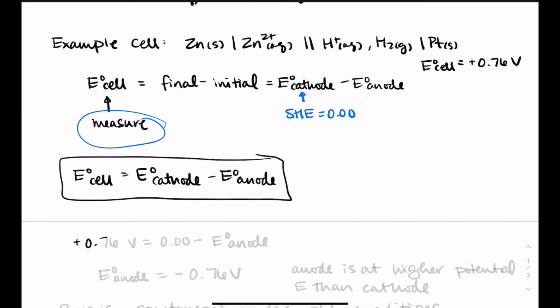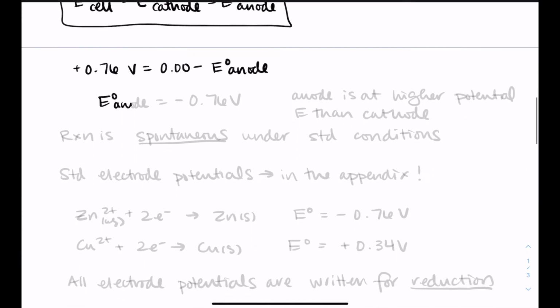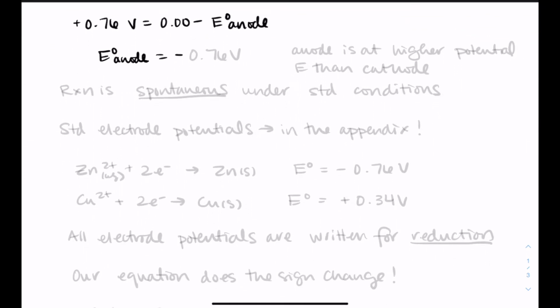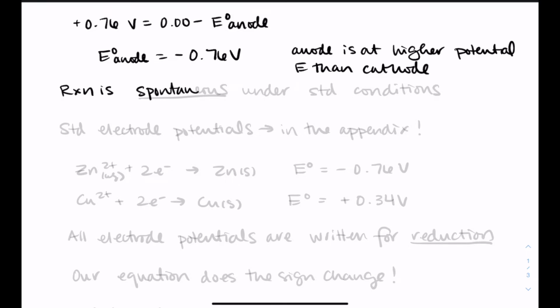With this being true, because I measured a positive 0.76 volts for the entire cell and the cathode is 0, then my anode must be negative 0.76 volts. My anode was at a higher potential energy than the cathode, so I got a positive potential value for my standard cell potential. And a positive value for the cell potential means that it is spontaneous or thermodynamically favored under standard conditions.